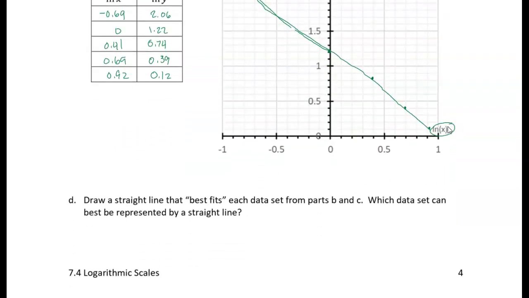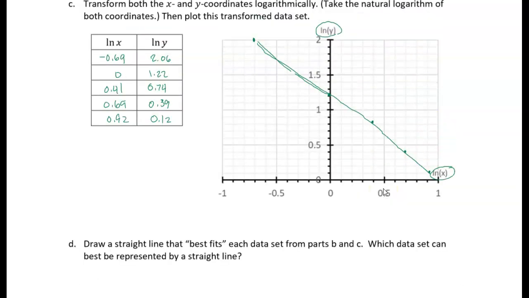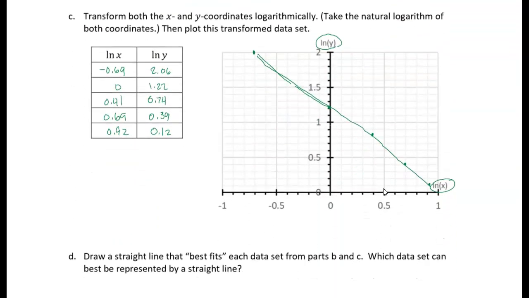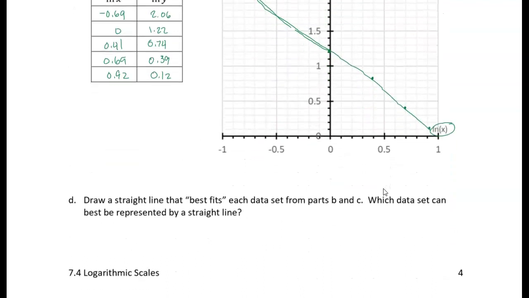So part D says draw a straight line that best fits each data set from parts B and C, which we did, and it's asking which data set can be best represented with a straight line. So we look at both of these, and it looks like data set C fits a line better. And that is our natural log of x versus natural log of y data.